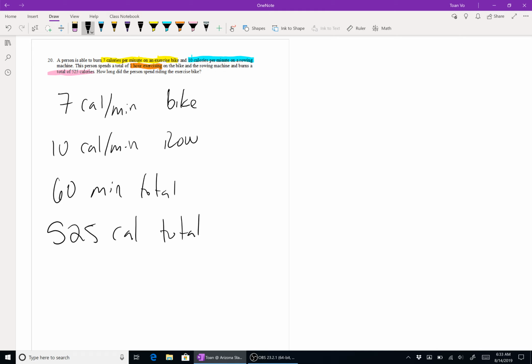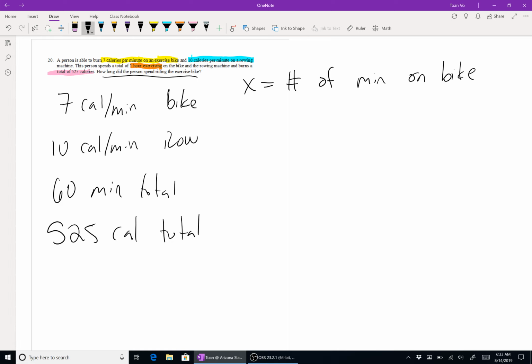How long did the person spend riding their exercise bike? So that's the question. How long did the person spend riding on the exercise bike? Usually whatever the question asks, that's your variable. X equals the number of minutes on your bike.